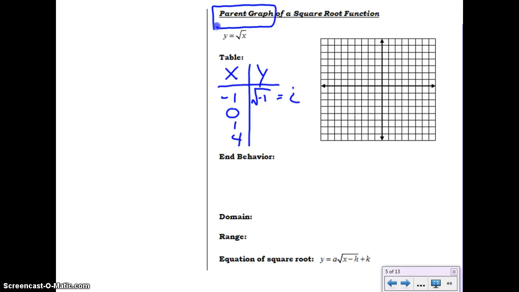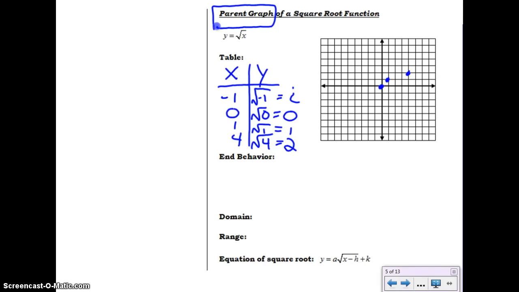So let's see what the square root of 0 is. That gives me 0. And the square root of 1 gives me 1. And then the square root of 4 is 2. So all I've done is found coordinate points that I can now graph. So let's go ahead and graph these. My first point would be 0, 0. And then 1, 1. 4, 2.